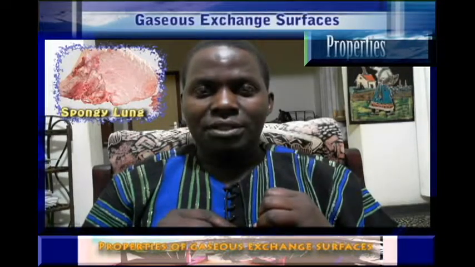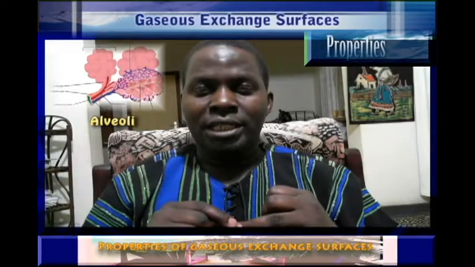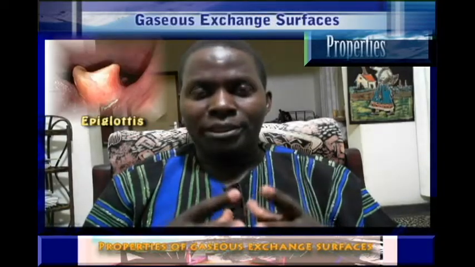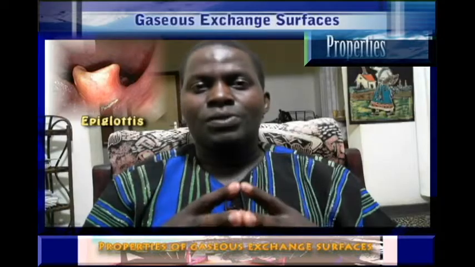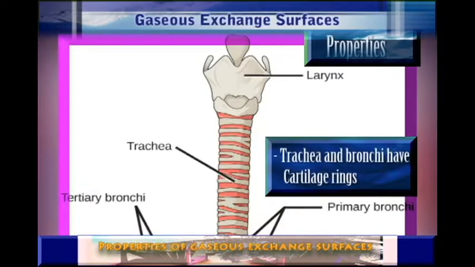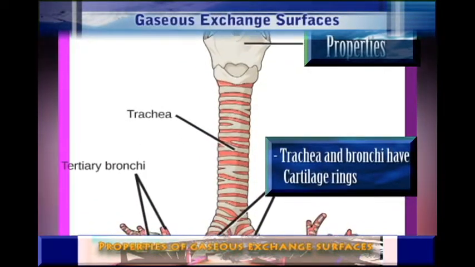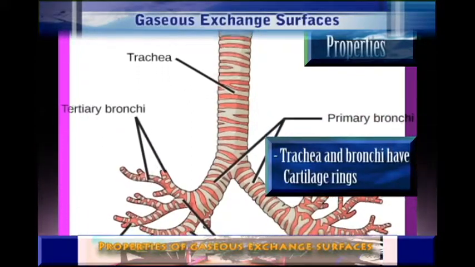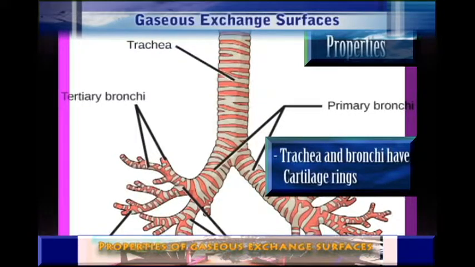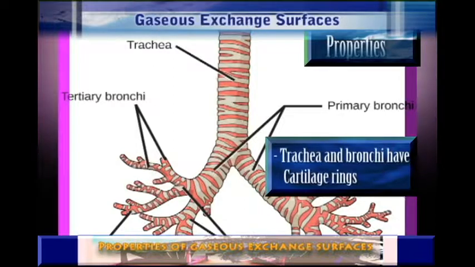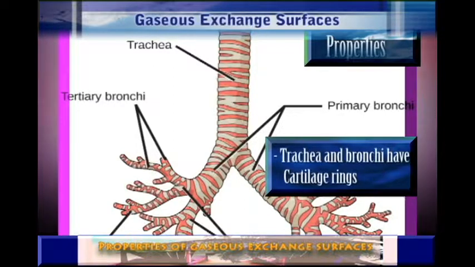Now, we know that gaseous exchange takes place in the lungs, in the alveoli and the blood capillaries. So almost all our properties are going to be based on those. First of all, the trachea and the bronchi have cartilage rings. That tube which we call the trachea and the bronchi is circular, and outside it has cartilage rings.